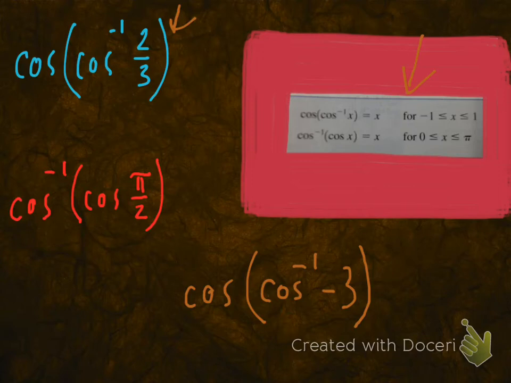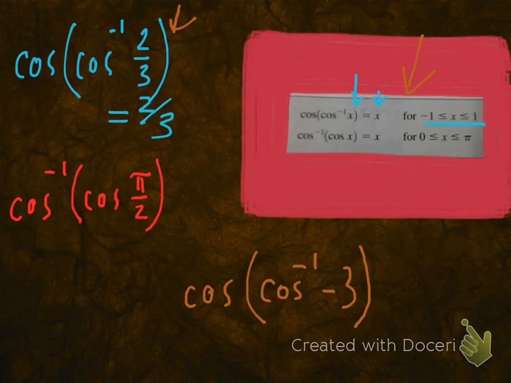So cosine and inverse cosine are inverse functions, and the input, which in this example you see as x, is the same as the output as long as that x is in this domain here. This is the domain of the inverse cosine function, from -1 to 1. So as long as that's true, this is equal to itself. 2/3 is in this domain, so this just equals 2/3.